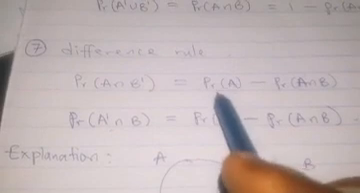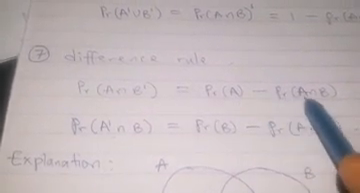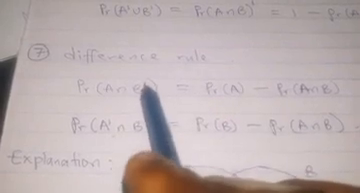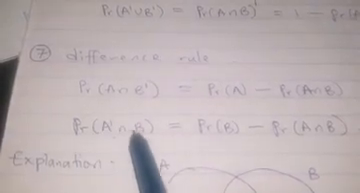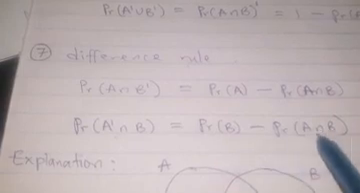That leads us to the difference rule. Now, what is the difference rule? The probability of A intersection B complement means the probability of A minus the probability of A intersection B. Remember, complement, we can use C or prime to represent it, so it's still the same. Also, the probability of A complement intersection B is the probability of B minus the probability of A intersection B.